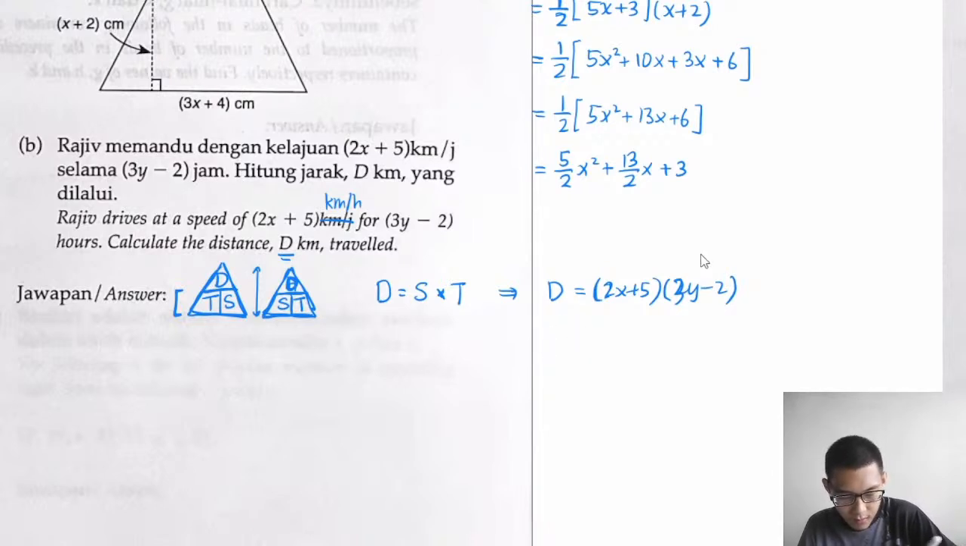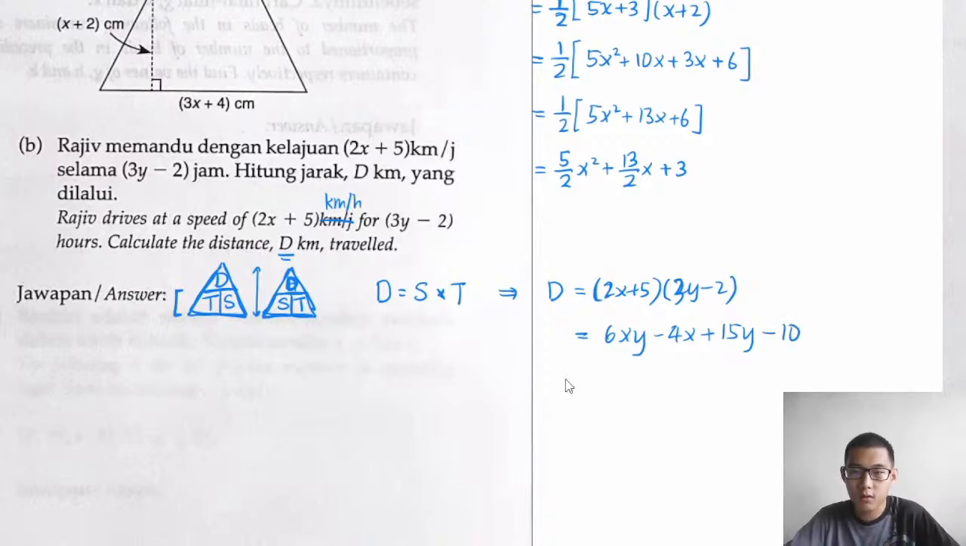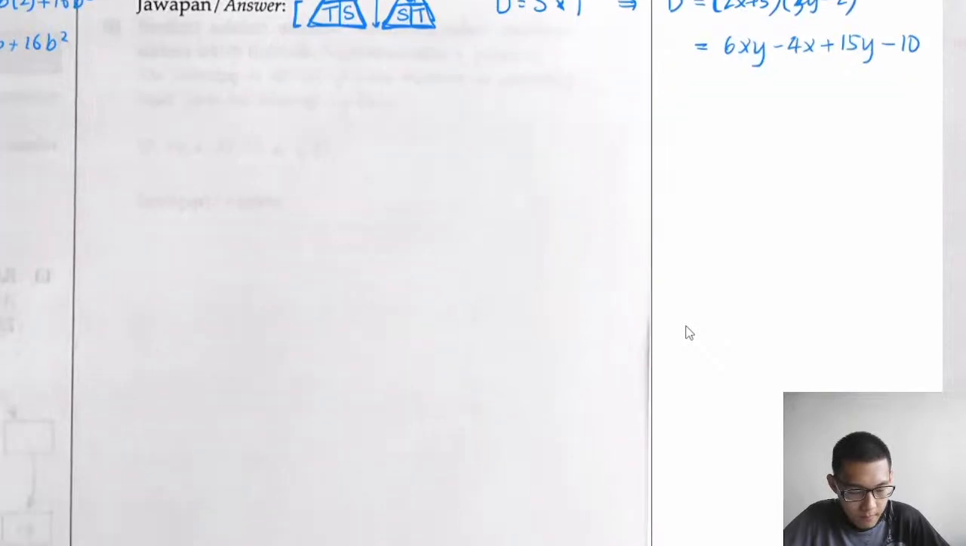How do we get it? 2x times 3y, we have 6xy. 2x times negative 2, we have negative 4x. Plus 5 times 3y, we have 15y, and then 5 times negative 2, negative 10. So the final answer is this, because they are all different terms. Unlike terms, we don't need to combine. Done.